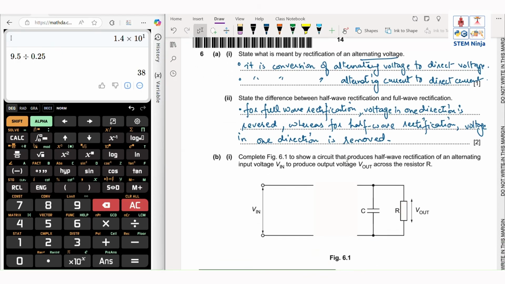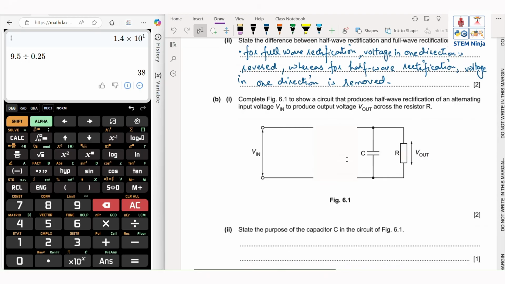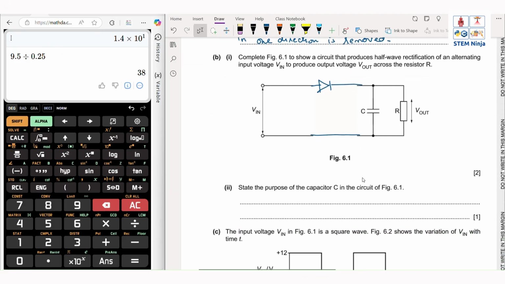All right. Complete figure 6.1 to show a circuit that produces half-wave rectification of alternating input voltage. For half-wave, we just need one diode. That's all. State the purpose of the capacitor. So basically to smooth the ripples caused by rectification.